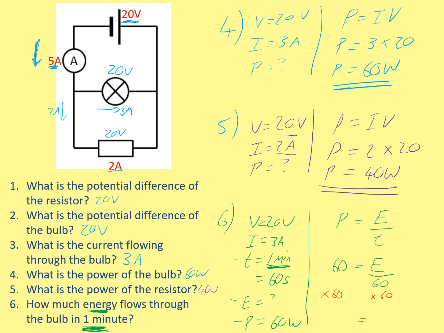So this side, those two cancel, so we end up with energy. And on this side, I've got 60 times 60, and I can use my calculator. 60 times 60 is 3,600 joules. That's how much energy went through the bulb in 1 minute.